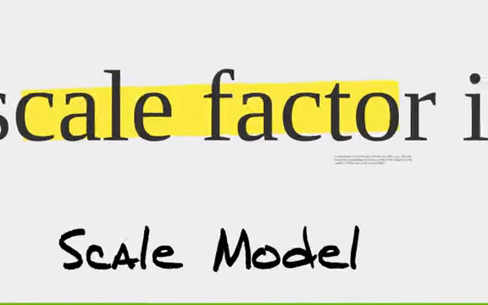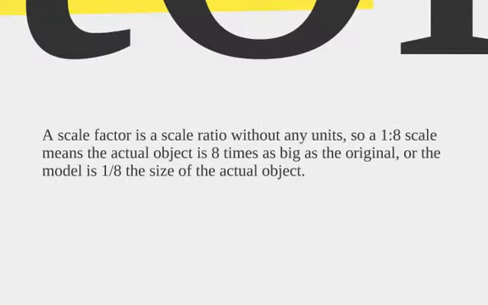Scale factor. Now, scale factor really has nothing to do with units. Whereas before, you noticed that with the Earth and Jupiter, 1 inch was 1,000 miles. Well, scale factor has nothing to do with units. So when we say something is 1 to 8, we mean that the actual object is 8 times as big as the original, or the model is an eighth the size of the actual object.